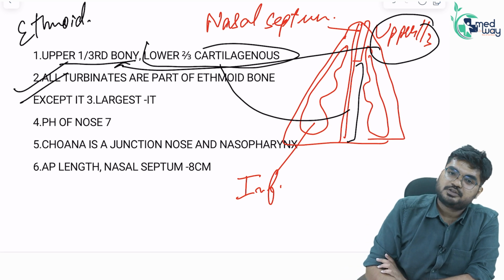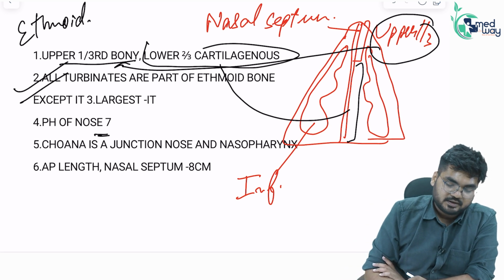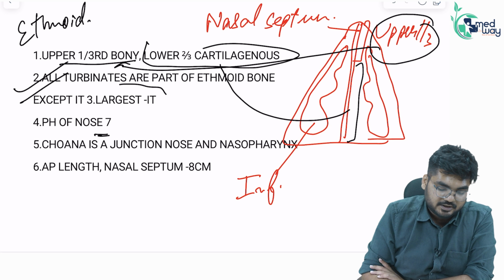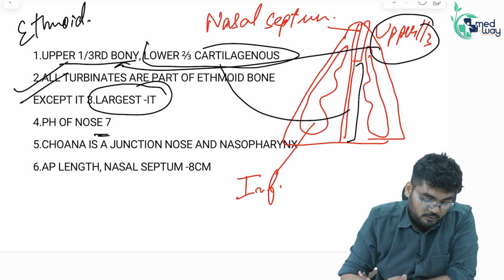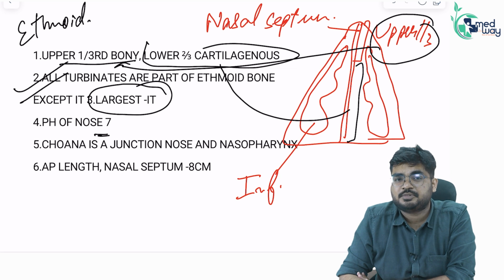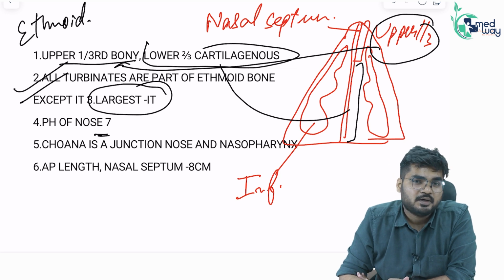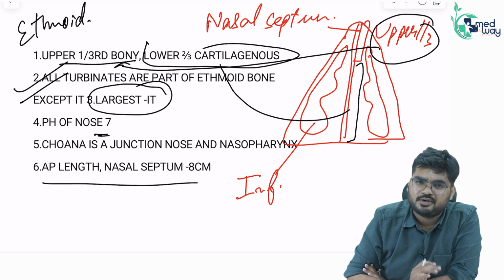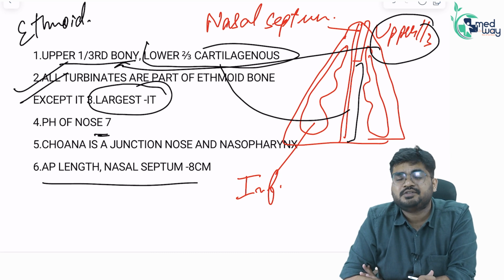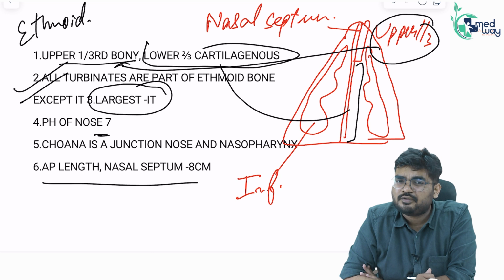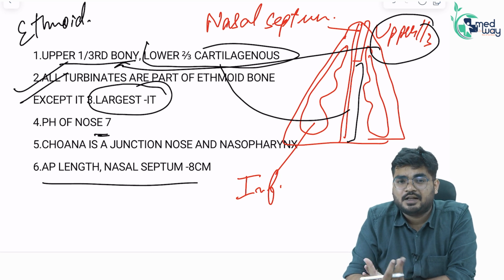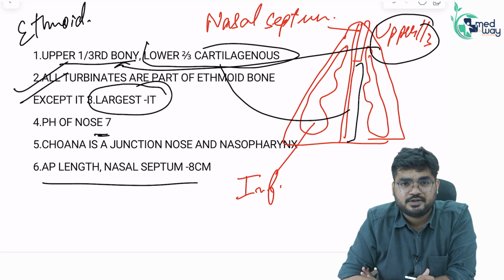In general, pH of nose is approximately 7. This point you have to remember. Largest of all the turbinates is the inferior turbinate, I told you. What is the anterior-posterior length of the nasal septum? It generally varies, but this is not very important if you are preparing for any examinations, because in the last 10 years we are not seeing questions on the anterior-posterior length of the nasal septum. So not very important to remember.